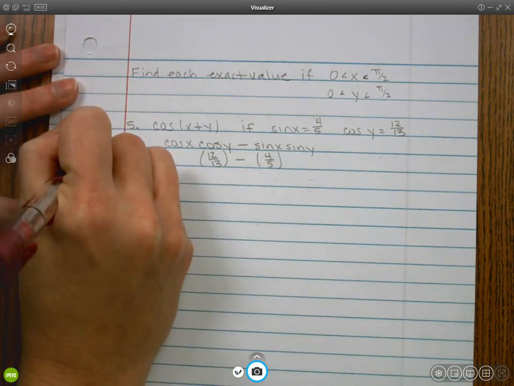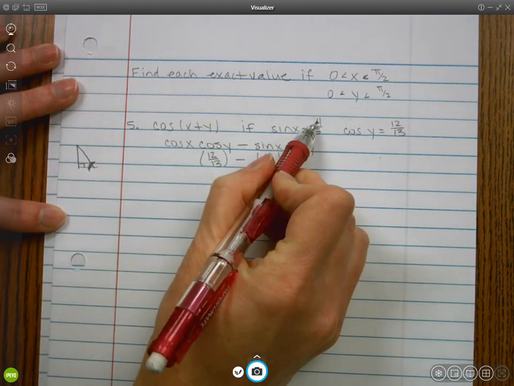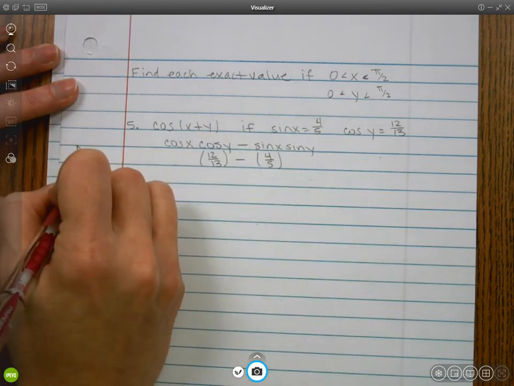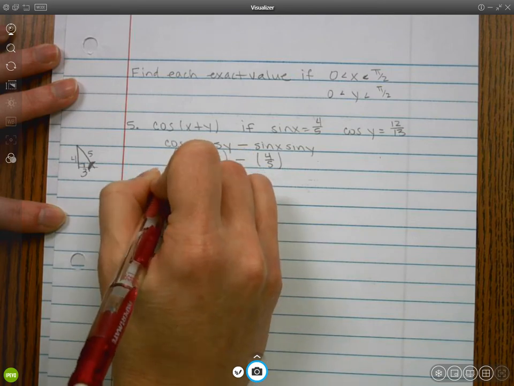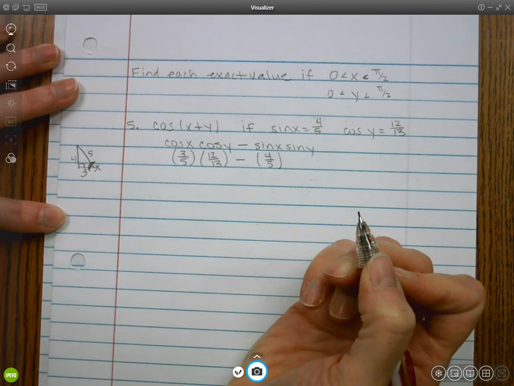So if I draw a right triangle, make this my theta. If we know opposite is 4 and hypotenuse is 5, then this guy is 3. So we know cosine is 3/5. So cosine of x is going to be 3/5.